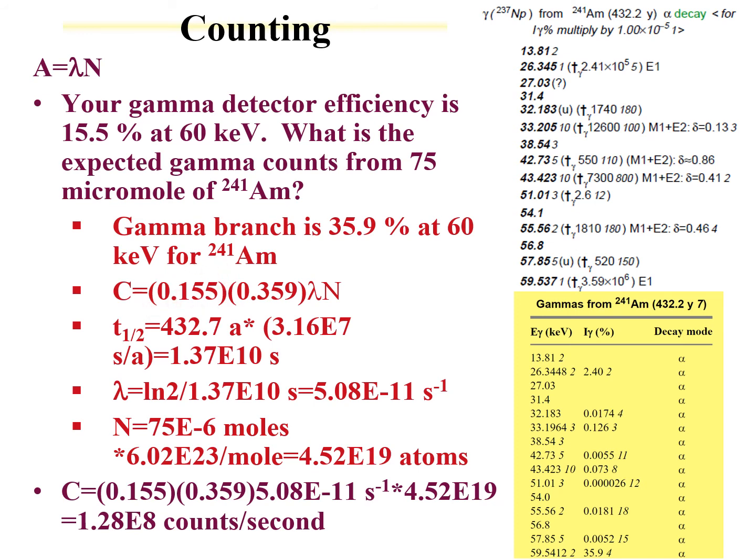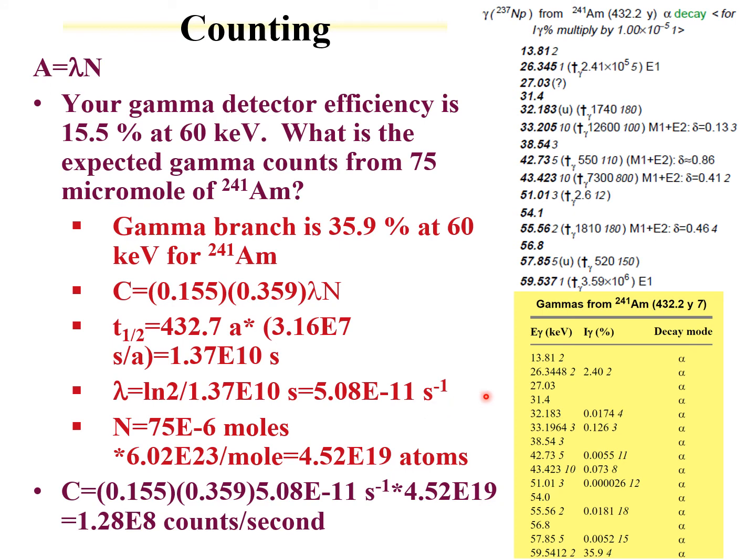Then I use my lambda N. That's equal to my counts. I put in my half-life. Using the half-life of 432.7 years and normalizing that to seconds, where there are 3.16 times 10 to the 7th seconds per year, you get a half-life of 1.37 times 10 to the 10th seconds. I get the seconds because remember I said the half-life needs to be in the same unit. It's given to you in years. I need to convert it to seconds. I use this half-life in seconds to get the decay constant.